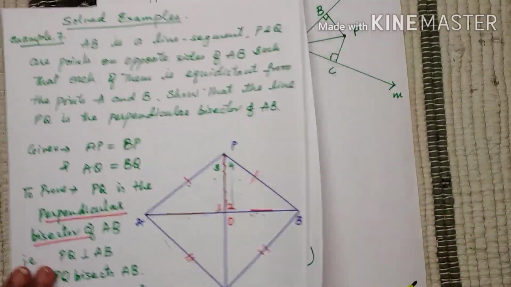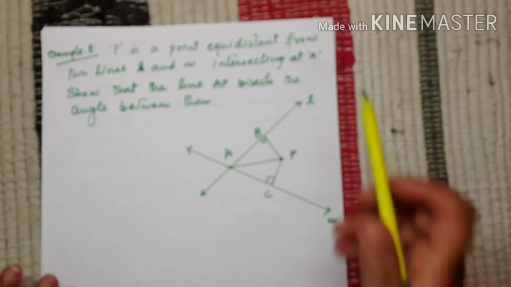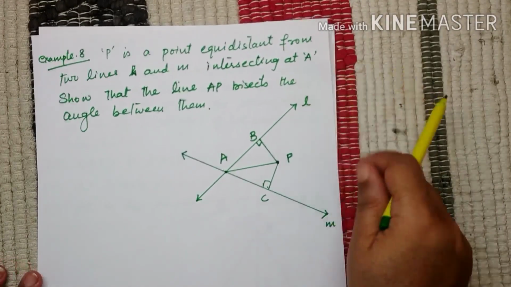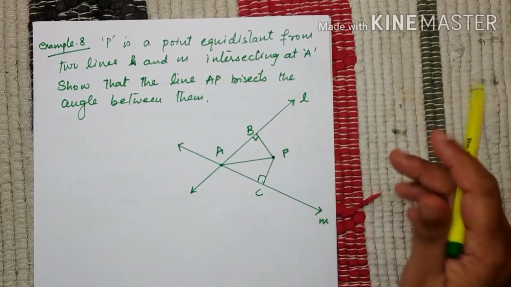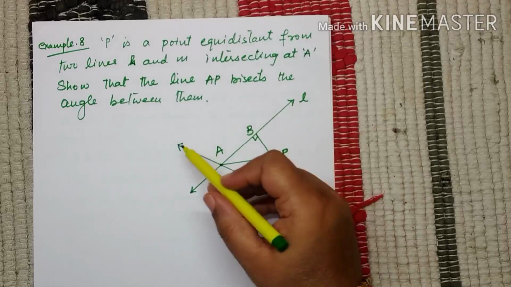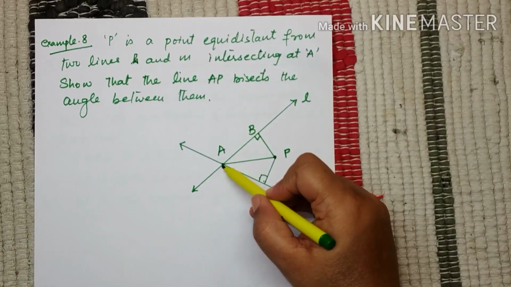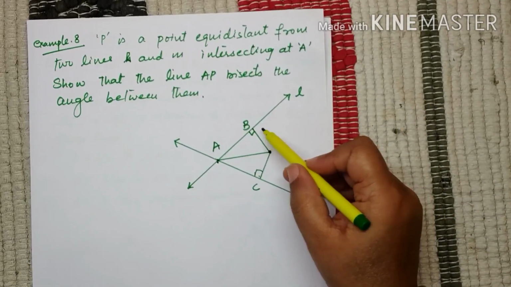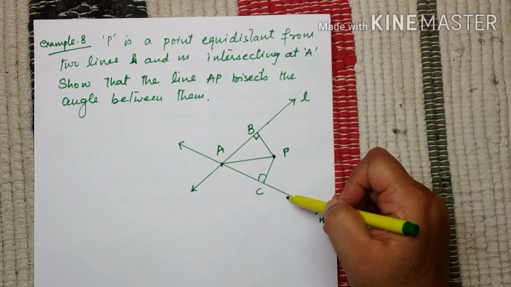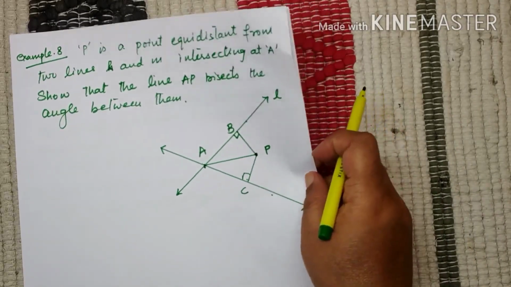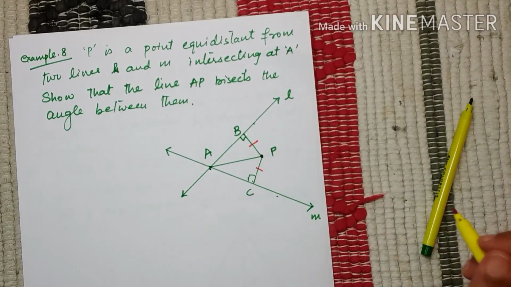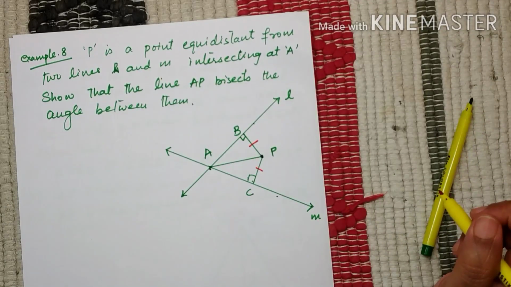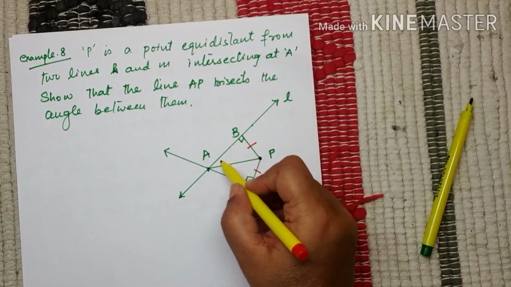Right? Next is example 8. In this example 8, it's given if P is a point which is equidistant from two lines L and M which intersect at the point A. I have these two lines L and M intersecting at A. And P is a point which is equidistant from L and M. Distance, we always take perpendicular distance. So he says equidistant, that means these are equal. I need to prove AP bisects the angle between them.